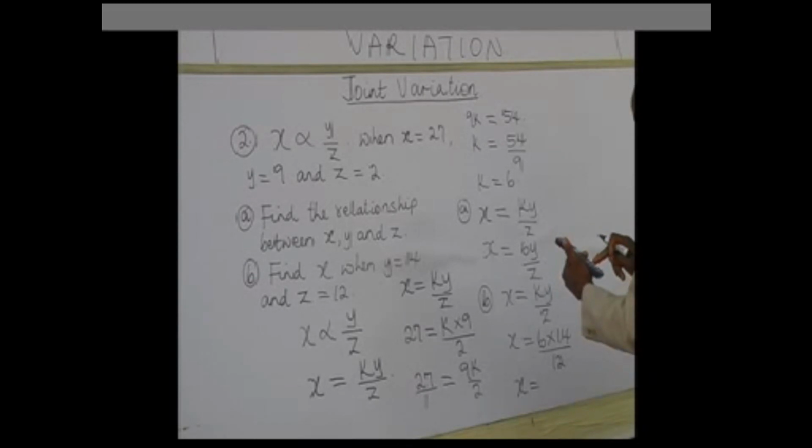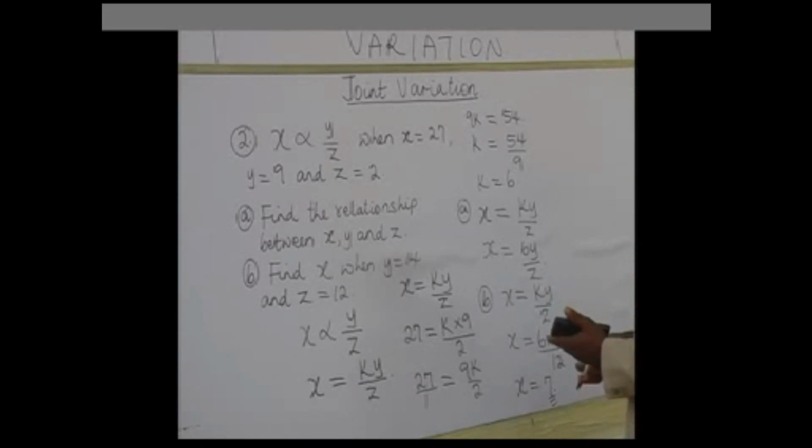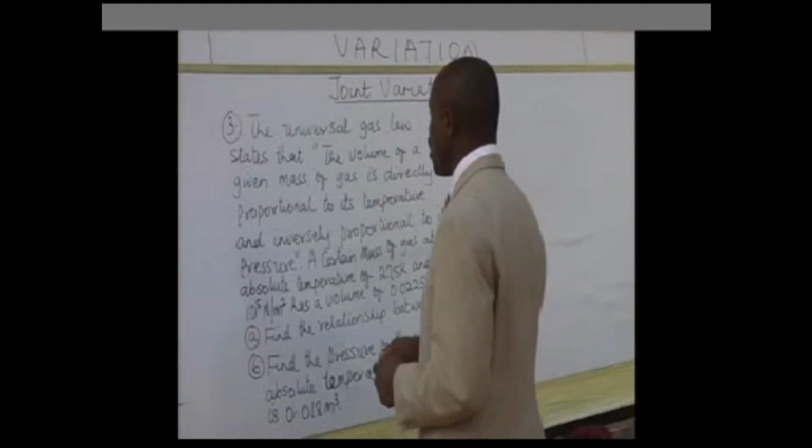So let's multiply 6 times 14, is equal to that divided by 12, which is 7. So the value of x, which question part B is asking for, is 7. And that has brought us to the end of question number 2 on our joint variation.